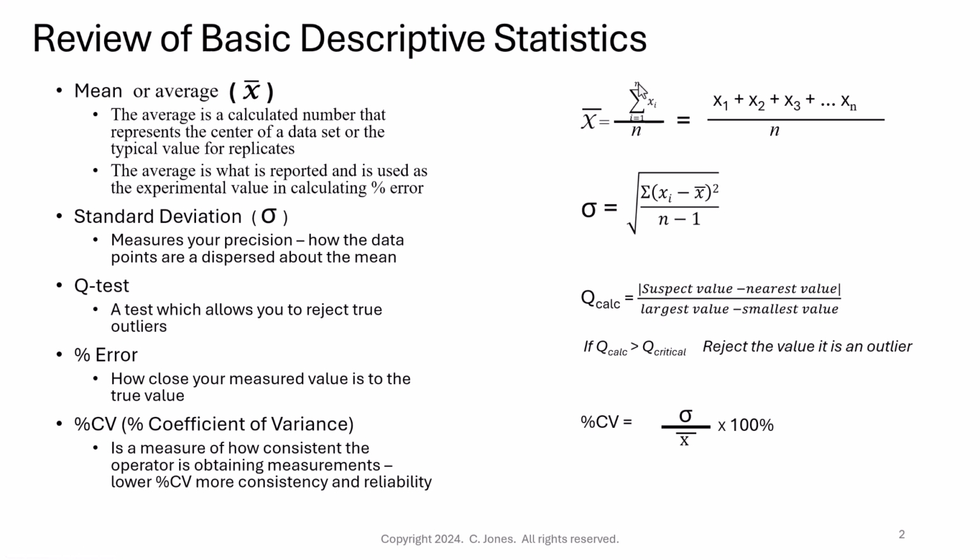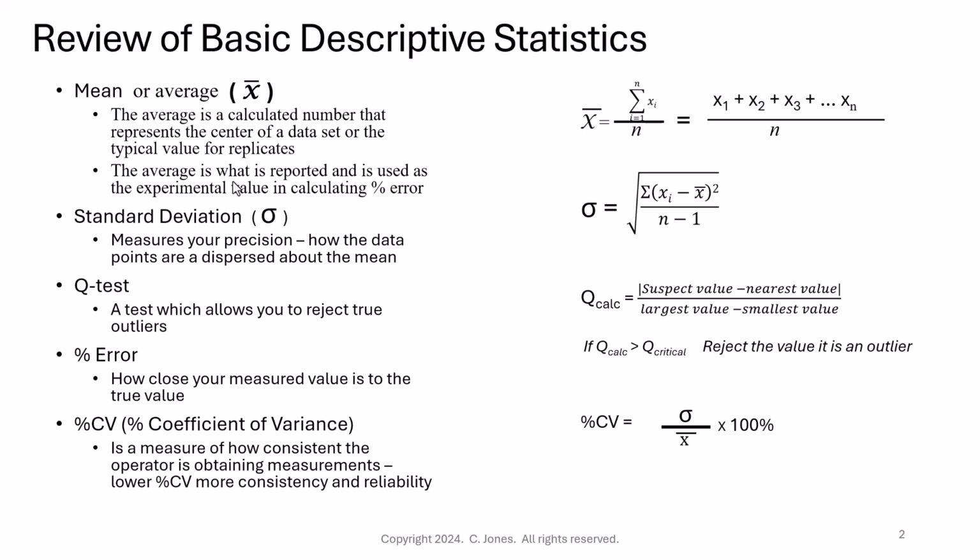So if I had, for example, 6 unique measurements, then I would say x1 plus x2 plus x3 plus x4 plus x5 plus x6 divided by 6, the total number of measurements. So the average is what we report, and it is used as the experimental value in calculating the percent error. So when we do a protein assay, a nucleic acid assay, or an enzyme assay, and we do replicates of it, we determine the value for each replicate, and then we determine the average, and it is the average that should be reported in your final report or on the SOP or the batch record.